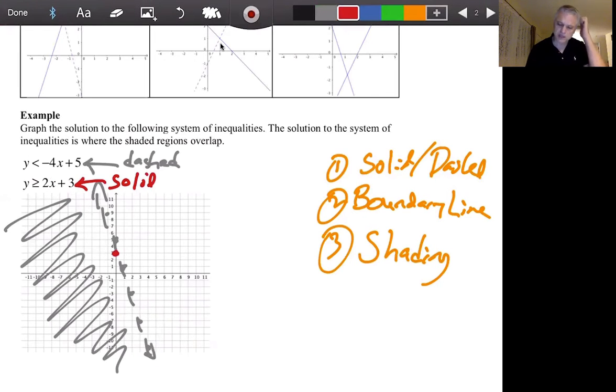And now I'm going to use that 2 over 1 slope, rise over run. So 1, 2, 3, there's 3 again. Okay, so rise 2, run 1, rise 2, run 1. Let's go the other way. Okay, again, we said it's a solid line.